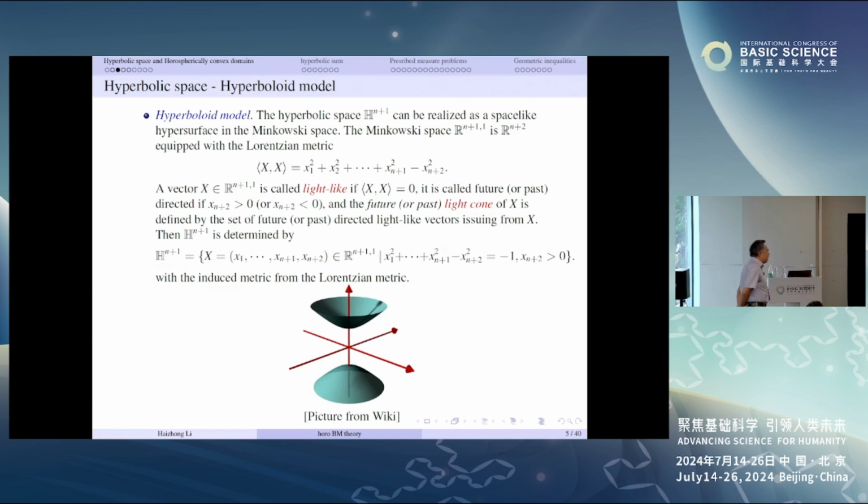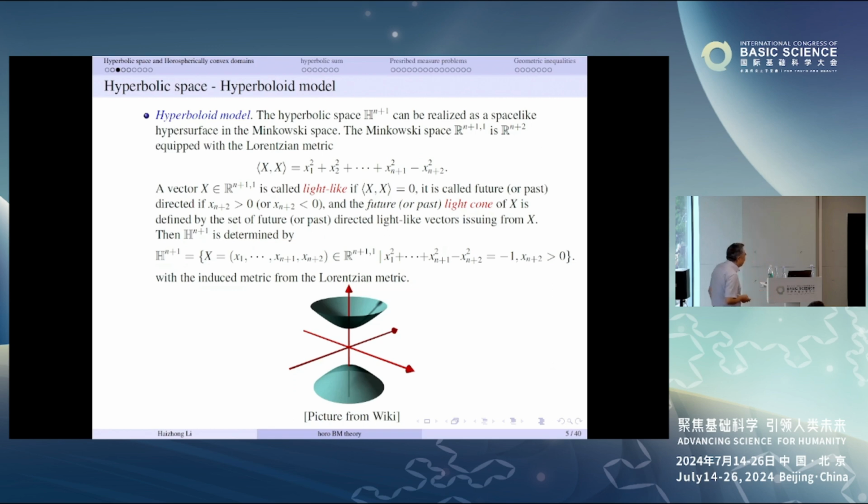The hyperboloid model considers hyperbolic space realized as a space-like hypersurface in Minkowski space. Minkowski space, as we know, is the (n+2)-dimensional flat space with a Lorentz metric. The metric is the inner product of x: x_1 squared plus x_2 squared up to minus x_{n+2} squared. One sign is minus, so we call it Minkowski space.